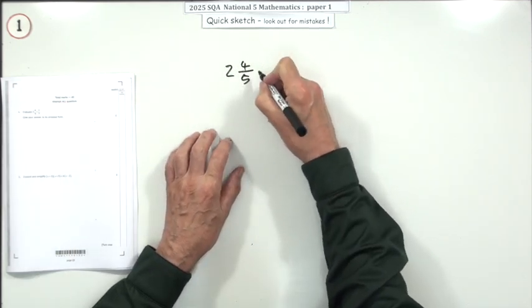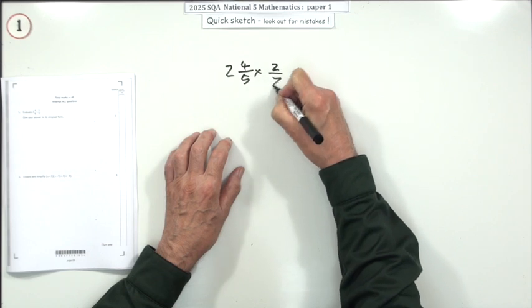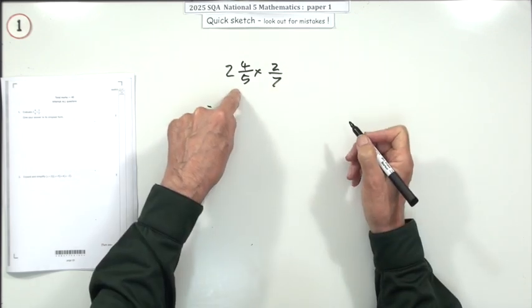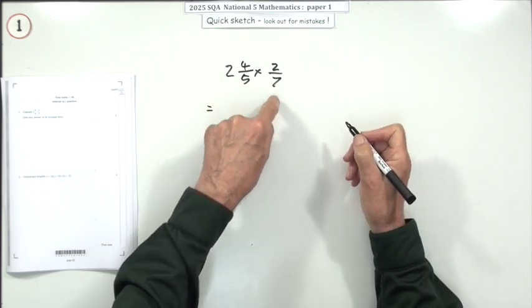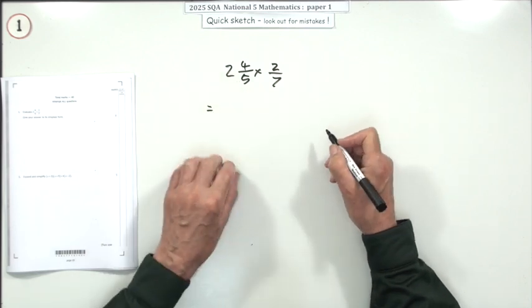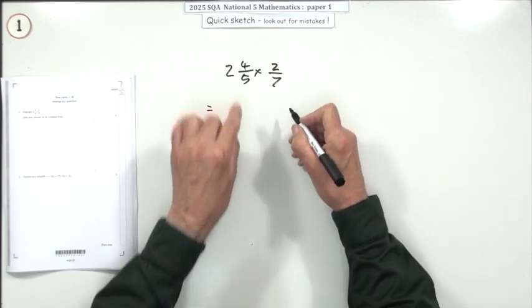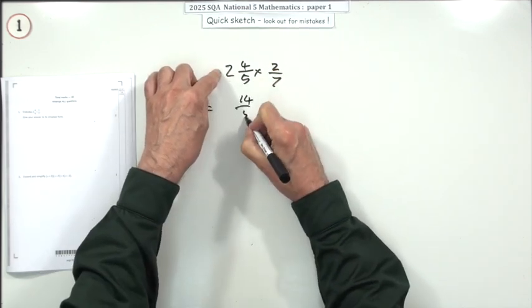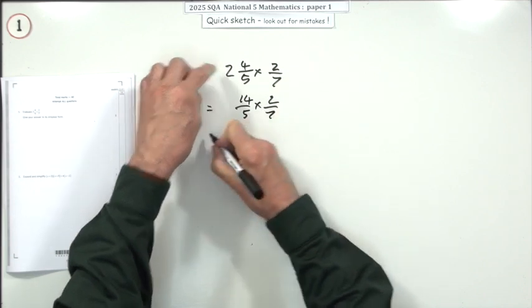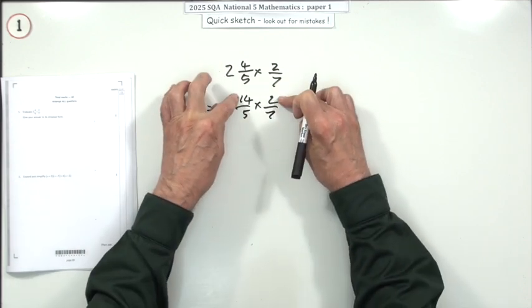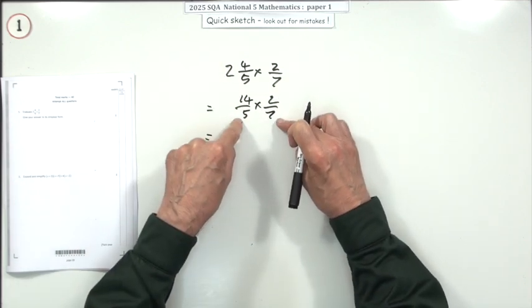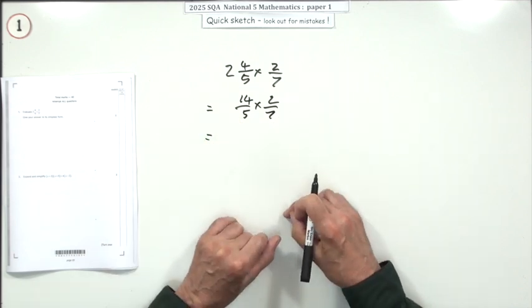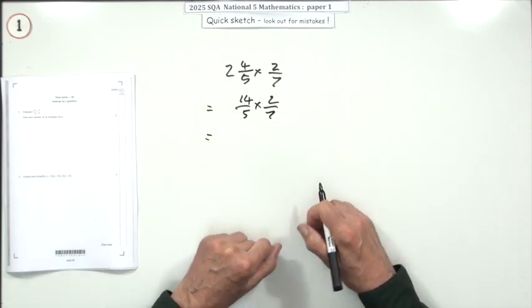multiplying a mixed number by a proper fraction. Only multiply proper fractions together. So that will have to get changed into an improper fraction. 5 2s are 10, that's 14 upon 5. And then the technique is just multiply the numerators and separately multiply the denominators and then reduce it by cancelling it down. But you're better cancelling it first.